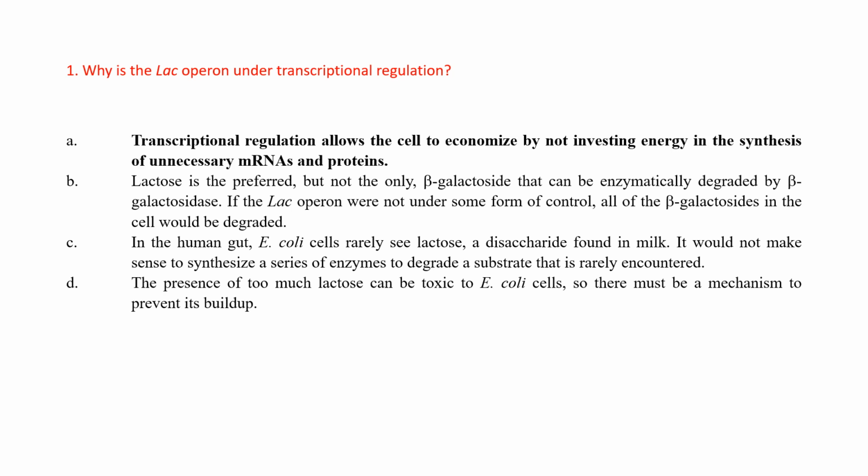Answer is A. Transcriptional regulation allows the cell to economize by not investing energy in the synthesis of unnecessary mRNAs and proteins. So very simply, if there is glucose present, then there's no need to have anything that will break down lactose, as it is more beneficial, more efficient for the E. coli cells to break down the glucose as long as it is there.